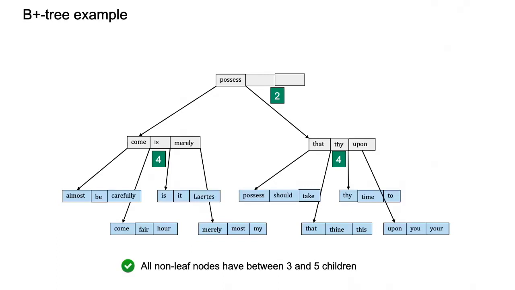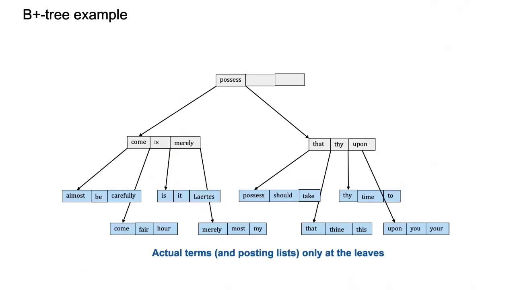I don't see anybody react. 2 is not between 3 and 5, right? So the root is an exception. For the root, it's fine. It can have less than 3. It cannot be more than 5, but it can have less. That's the only node that is authorized to break the lower bound. But everywhere else, it's between 3 and 5 children.